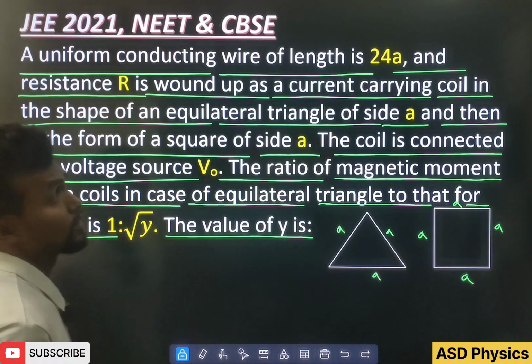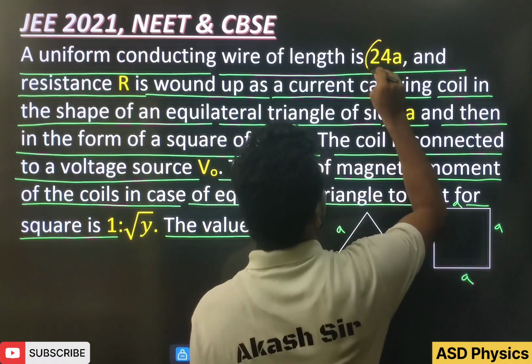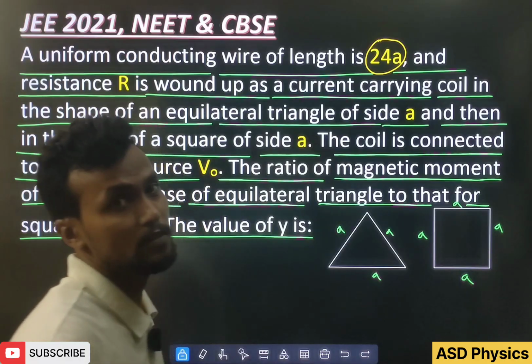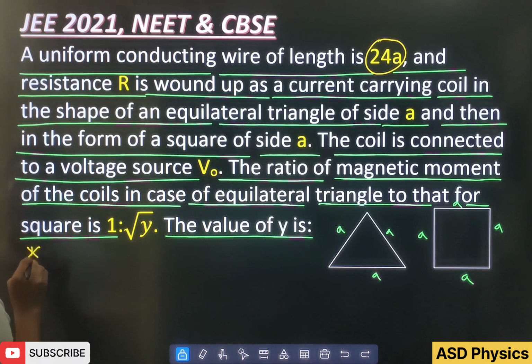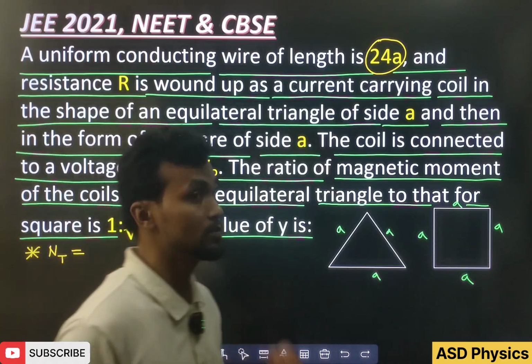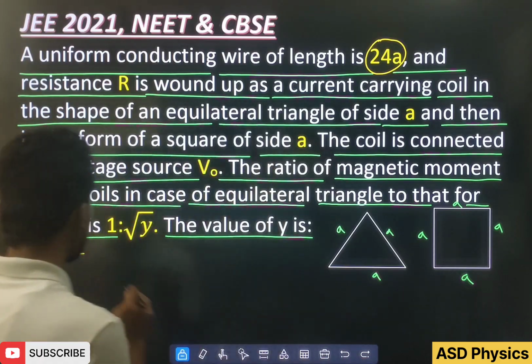Okay, so let's see the question. The total length of the wire is how much here? 24A. Okay, so if I talk about the triangle, how many turns will be there in the triangle? What is the total length of the wire?